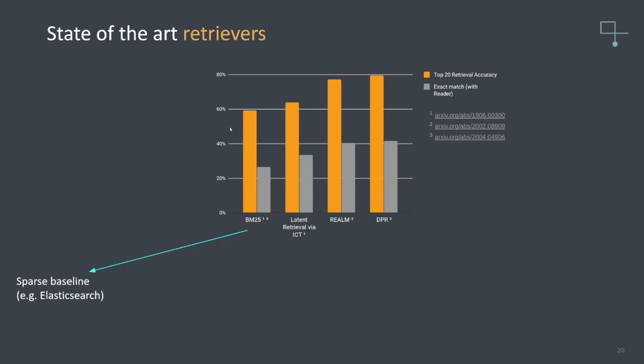And with that, we get around 60% top-20 retrieval accuracy. So if we get the top 20 documents out of a large data set, in this case Wikipedia, with Natural Questions as a question data set, in these top 20 documents, in 60% of the cases, our target document is included. So for these 60% of cases, we can actually also find an answer with the reader model.